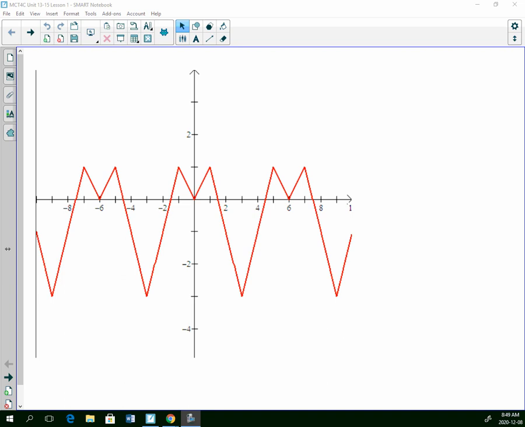Okay, so when we're graphing trig graphs, one thing we want to look at is what a periodic function is.